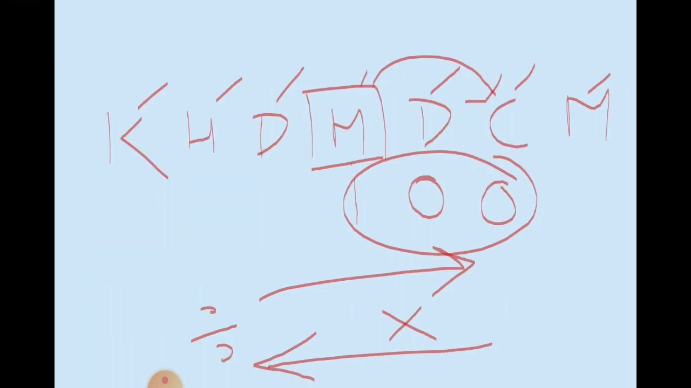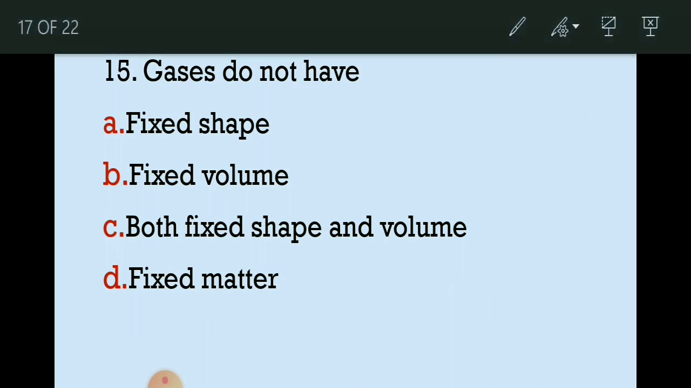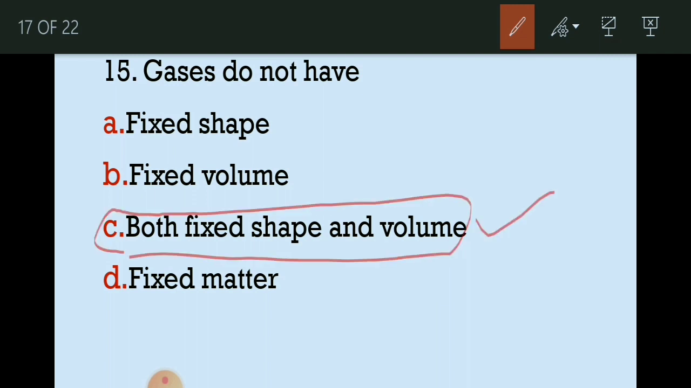So let's discuss question number 15 now. Gases do not have fixed shape, fixed volume, both fixed shape and volume, or fixed matter. Now we know very well that gases do not have both fixed shape and volume because the molecules are far away from each other. They are continuously in random motion. That's why they do not have any fixed shape and no fixed volume.